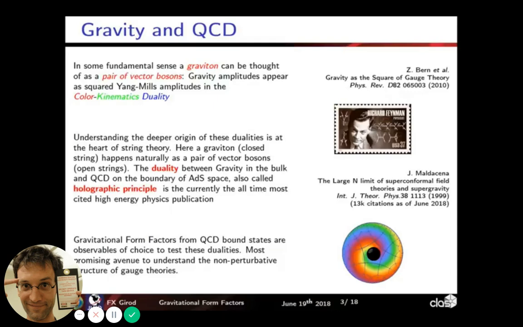In string theory, a graviton, which is a closed string, is naturally thought of as a pair of vector bosons, which are open strings. The duality between gravity in the bulk and QCD, also called the holographic principle, is currently the all-time most cited high-energy physics publication. This is, of course, Maldacena's conjecture, currently with 13,000 citations. So with this perspective, gravitational form factors for QCD bound states are the observable of choice to test these dualities.